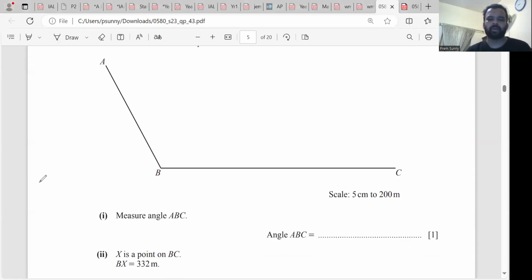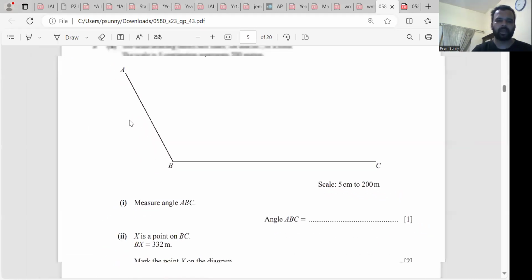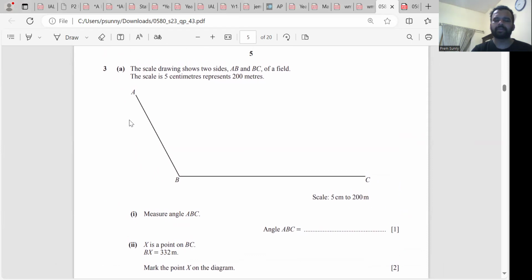Now, X is a point on BC, and here X is a point on BC, BX is equal to 332 meter. Mark the point X on the diagram. It's given that the scale is 5 centimeter represents 200 meter. This means 5 centimeter on my diagram represents 200 meter in real life. So X is a point on BC. So let's say X is somewhere over here. It represents BX. This distance BX is given as 332 meter, but this is in real life.